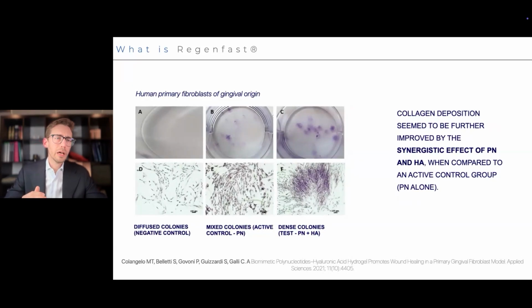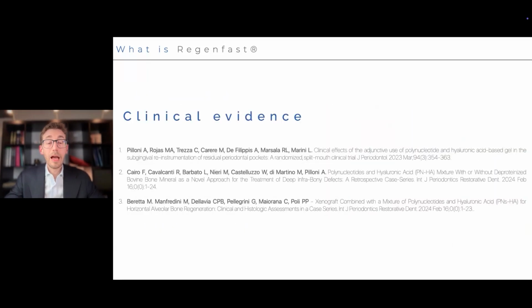When we look at colonies of human primary fibroblasts of gingival origin, we see that the combination of polynucleotides and hyaluronic acid, as compared to polynucleotides alone or to a negative control, provides a synergistic effect, once again, in the replication of the collagen fibers and in their structural organization. At the same time, we have emerging clinical evidence supporting the effectiveness of this technology.